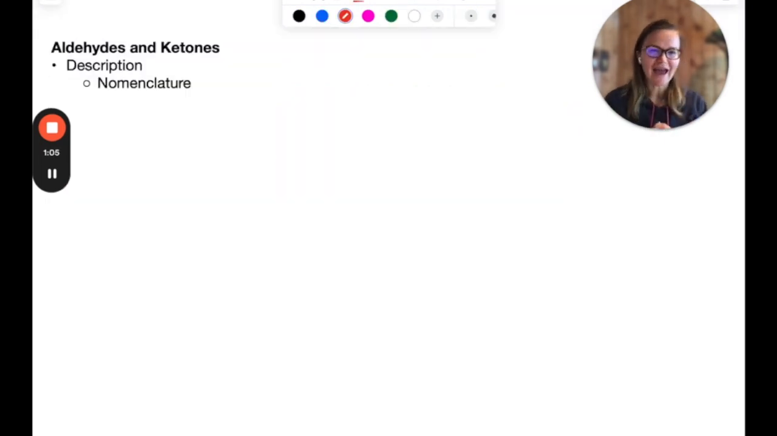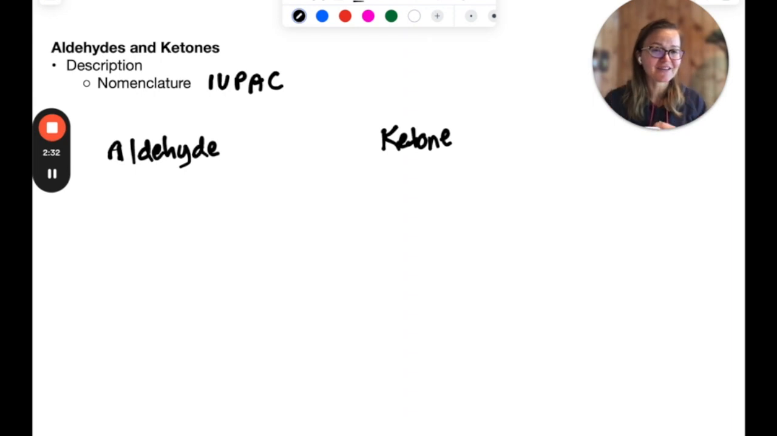When we talk about naming aldehydes and ketones, we're talking about the IUPAC, which is just an abbreviation for this international organization that decided how we're going to name organic chemistry compounds. Now, in order to be able to name an aldehyde and a ketone, first we need to understand their general structure. Aldehydes and ketones are similar in structure in that they both have a carbonyl group.